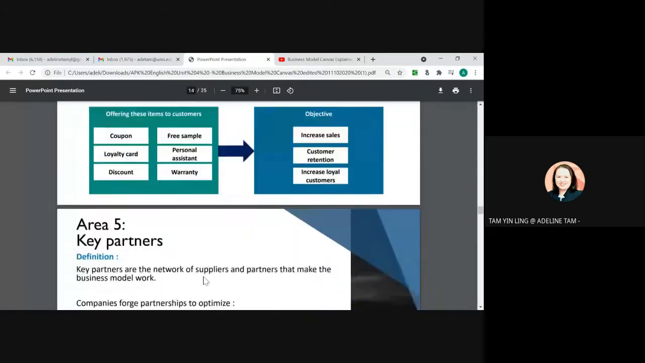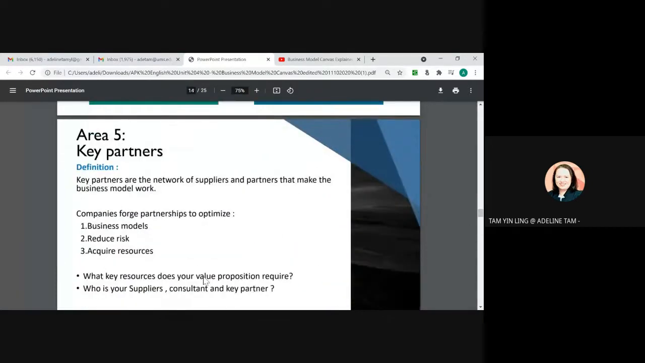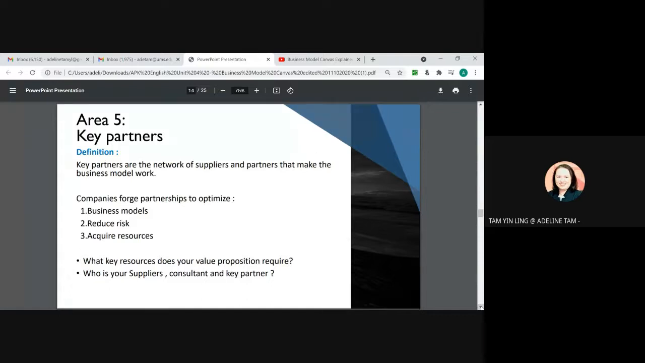Then number five, your key partners. So key partners, bukan rakan kongsi, ya. It's not the partners you think of. Saya sediakan sebuah syarikat perkongsian, okay, partnership. Kemudian semua ahli, ya, tujuh orang dalam kumpulan ini sebagai rakan kongsi. Jadi mereka key partner, wrong. Okay, they are not your key partners.